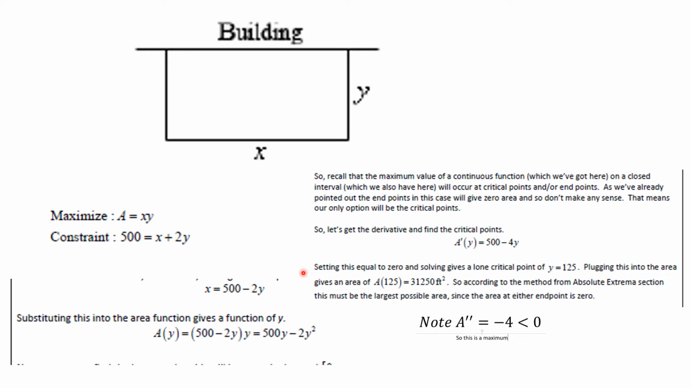Now, if we plug this into the area equation itself, either this one or this one down here, we'll find that it is 31,250 square feet. So according to the method from the extreme value section we covered previously, this must be the maximum possible area, since the area at either endpoint is 0. Or, more recently, we have studied the second derivative test and note that A double prime is equal to minus 4, which is less than 0. So this is indeed a maximum by the second derivative test.